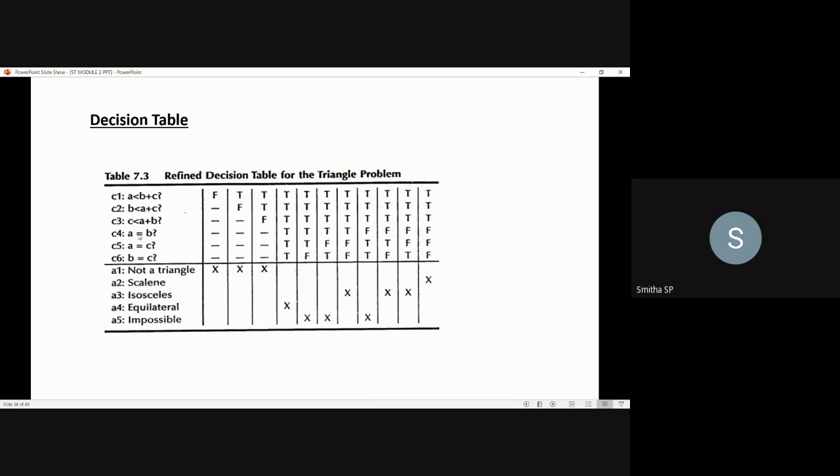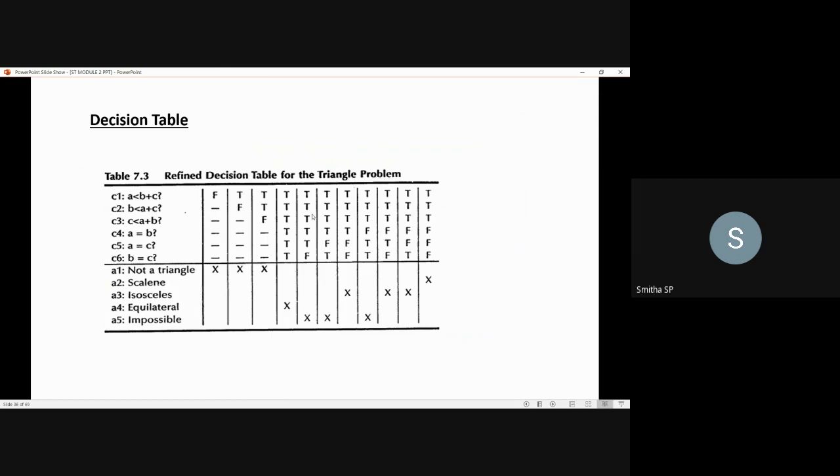Now C4 is checking that A is equal to B. Yes, it is true. Next, A is equal to C. Yes, true. B is equal to C. Yes, true. So all three sides are equal here. Then which kind of triangle is it? It is an equilateral triangle. So we mark the action A4, that it is an equilateral triangle.